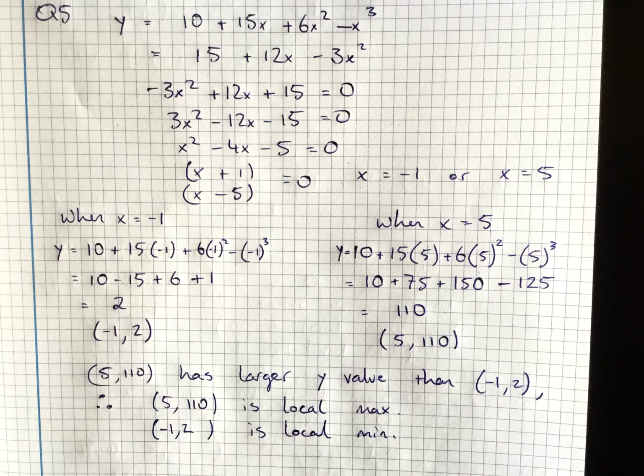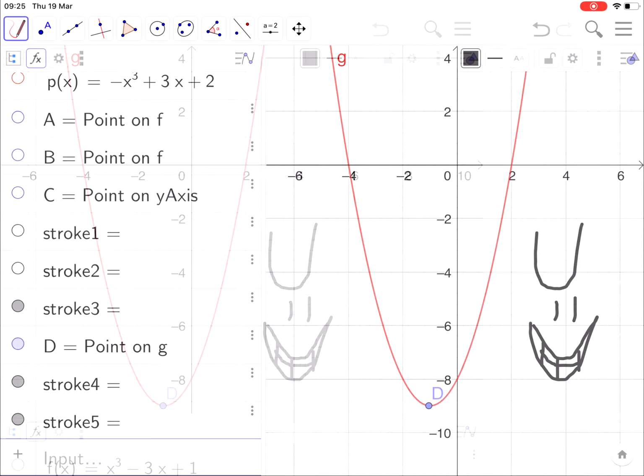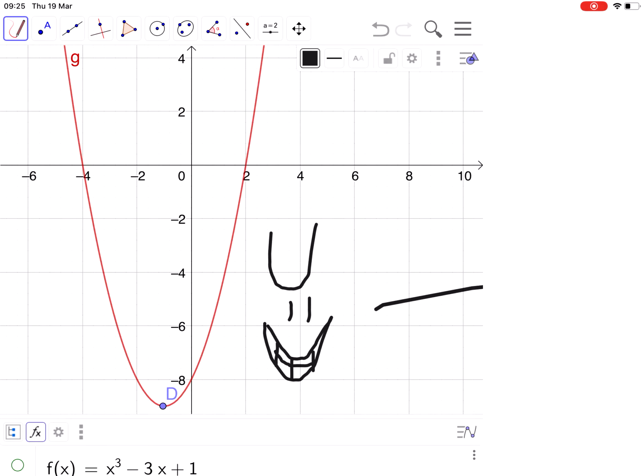And then when x is equal to 5, I get 110 as my y value, which is a big number, okay? So I've now worked out the coordinates of the local max and the local min. Minus 1, 2, and 5, 110. So let's look back and let's pop them in and see what that looks like in GeoGebra, if it works for me.